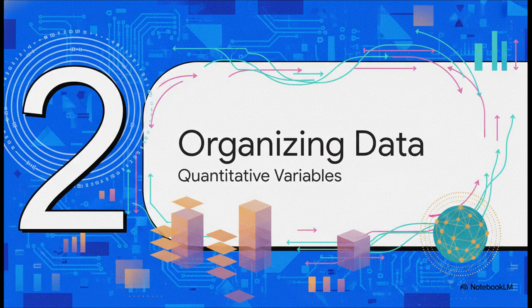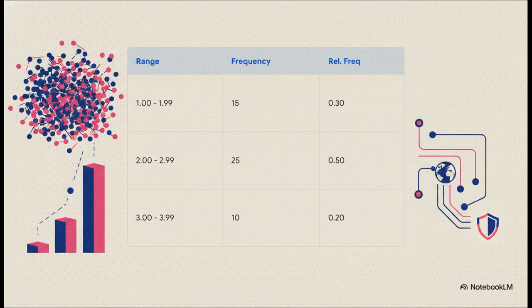Okay, moving to section 2, organizing quantitative data. So once we've identified our data as numerical, we've got to structure it. Because let's be honest, raw quantitative data is completely unmanageable. You can't just stare at a massive spreadsheet of 10,000 numbers and magically spot a trend. Instead, we have to carefully organize it into a frequency distribution. This clearly tallies up the occurrences of our data within specific intervals, showing us both the raw count and the relative frequency, or the proportion, of the whole dataset.